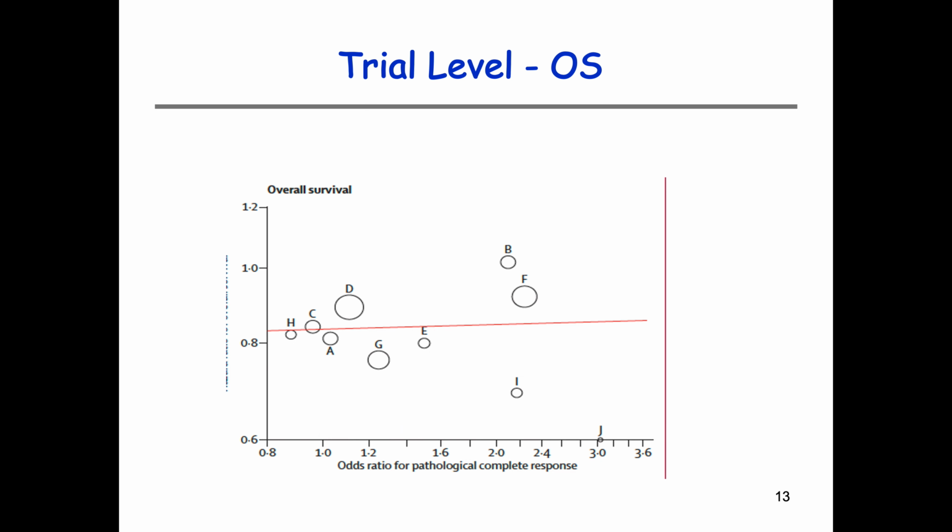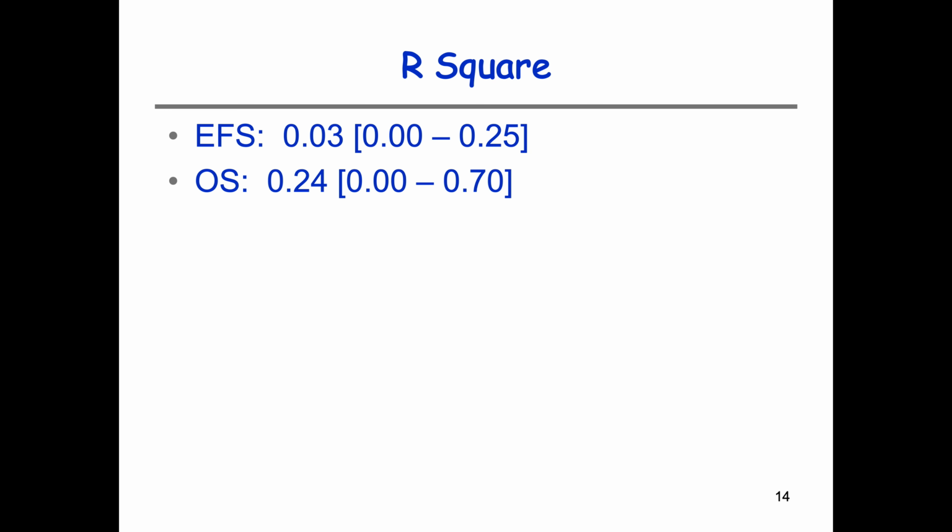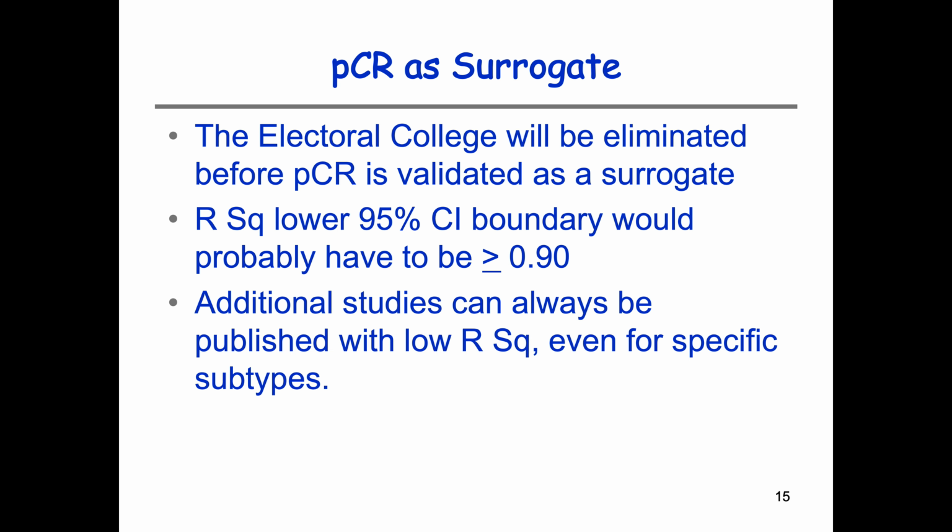And here it is for overall survival. Again, the bubbles are not exactly on the line, lots of variation, and also there isn't much of a slope in that line. The R-square in this analysis for EFS was 0.03 and for OS 0.24. So again, there really is no meaningful association.